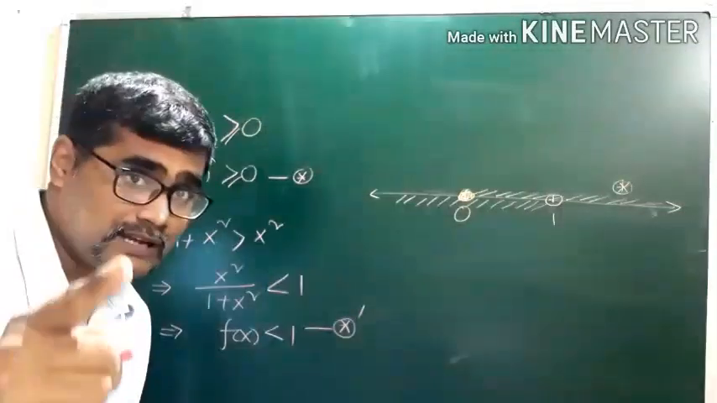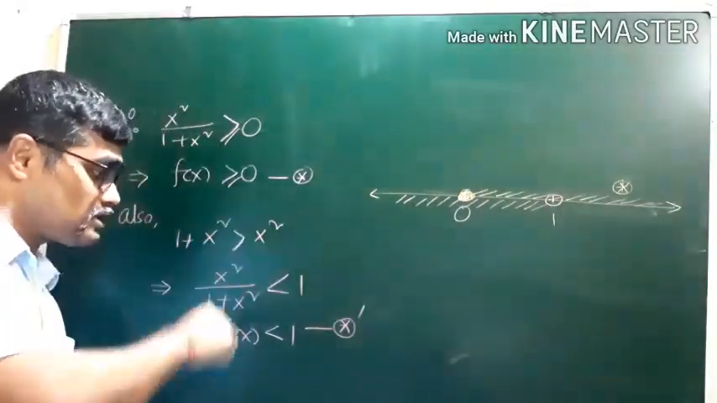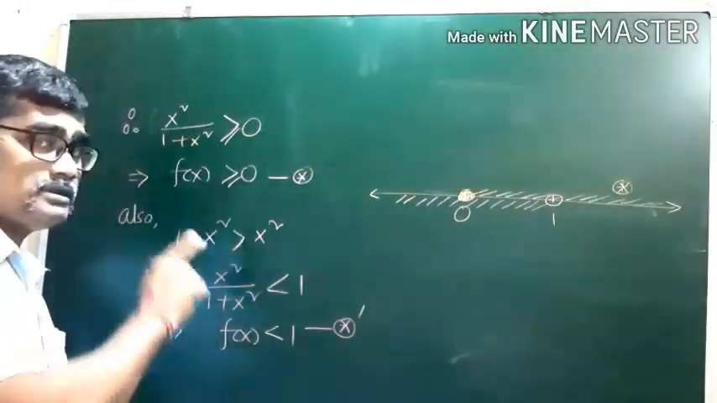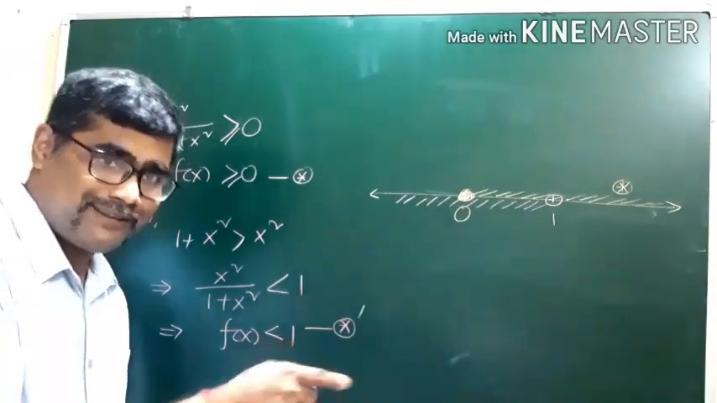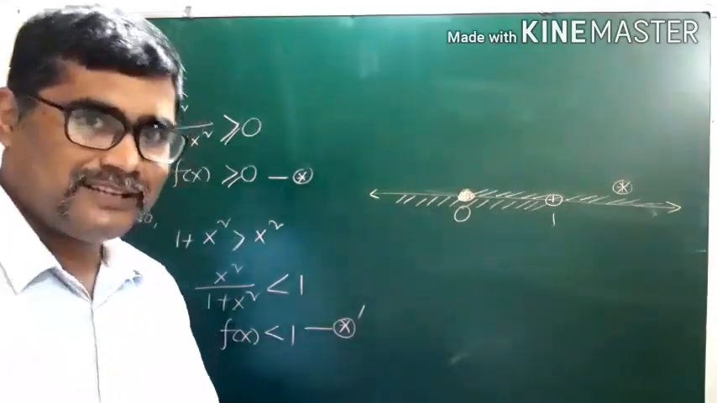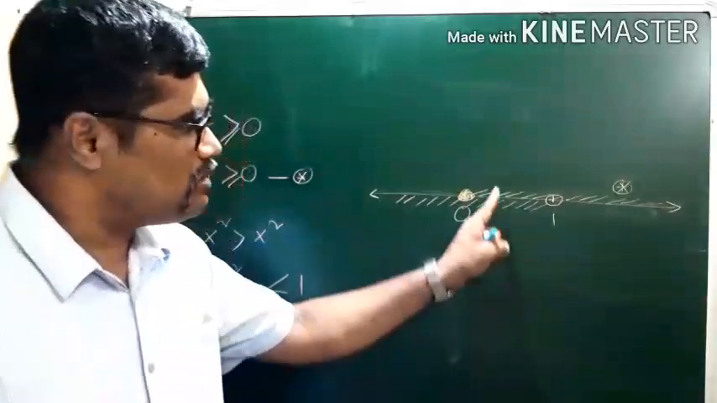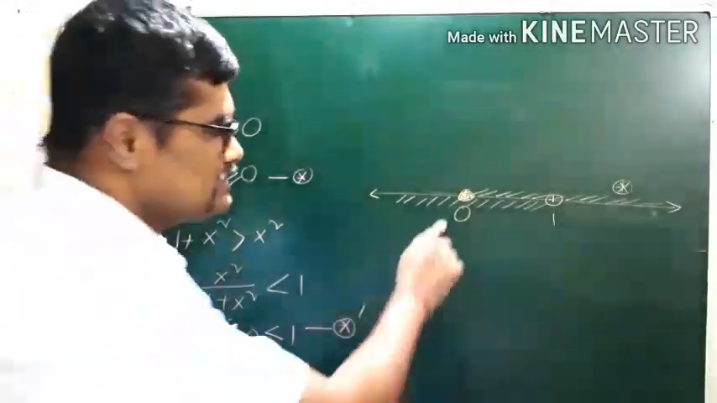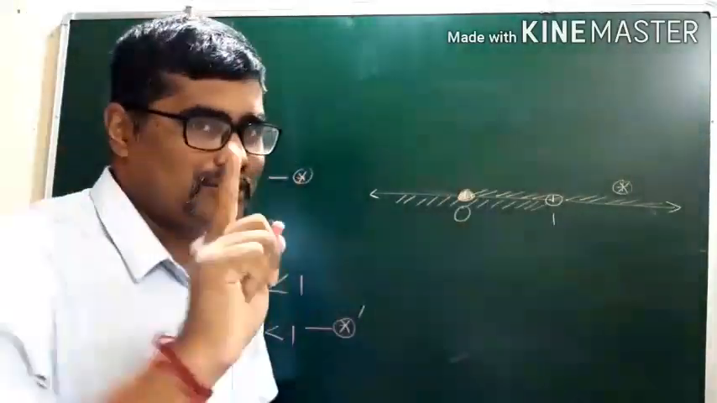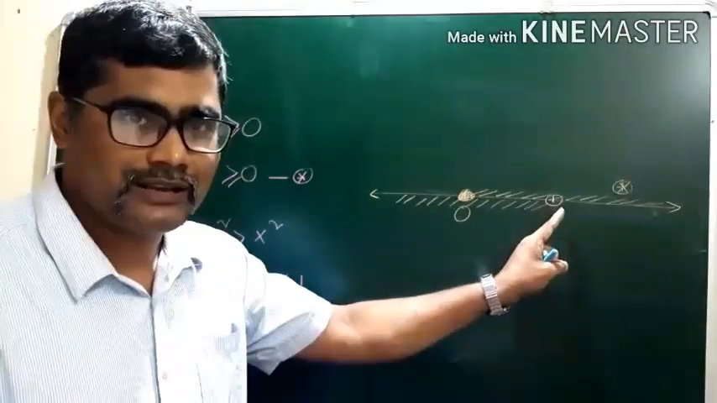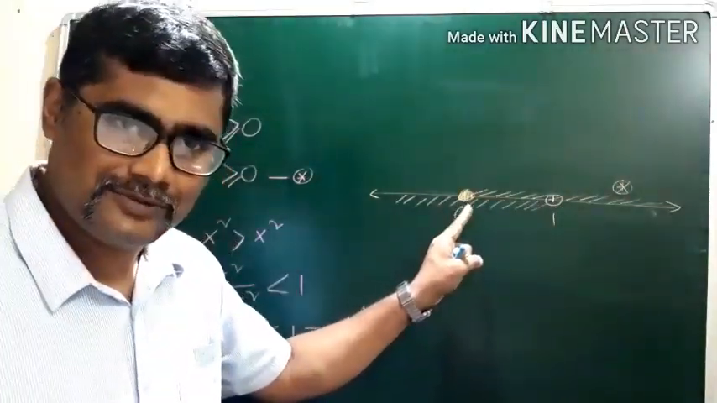Now both star and star dash together should occur because I am talking about the same expression with the same element in the domain. Both should be satisfied. Both will be satisfied in the common part. What is the common part? 0 up to 1 but not 1 because it is open. Here it is closed, it will be included.